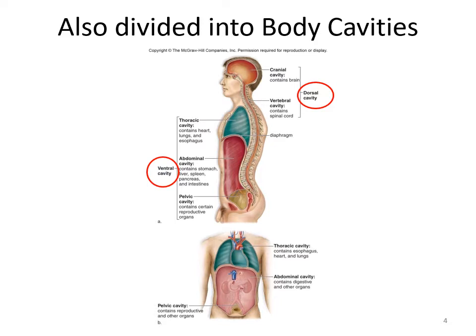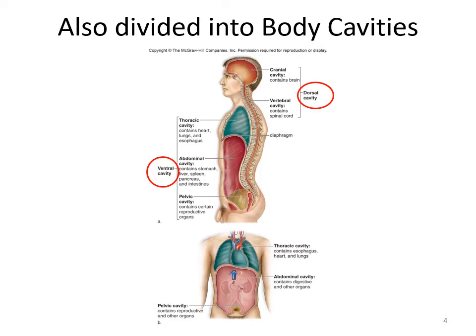The last type of division that we can talk about with the animal form or structure is basically the body cavities. And body cavities means where you'll find various organs. And there are two main categories for how to divide the body cavities. There are the ventral cavities, and then there are the dorsal cavities.